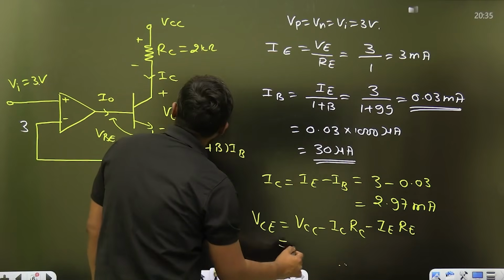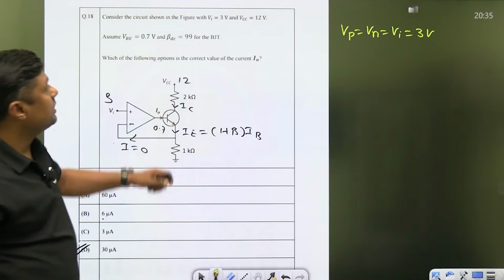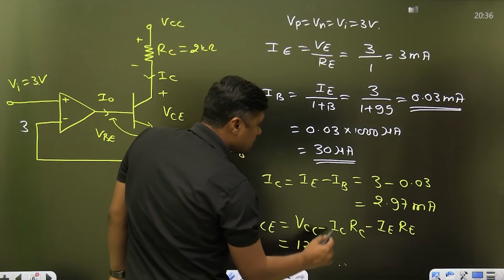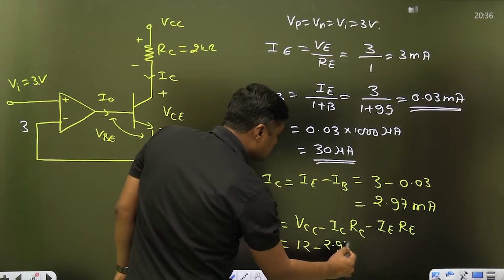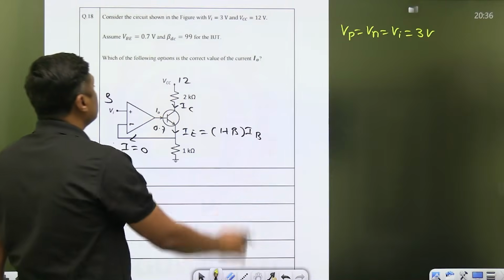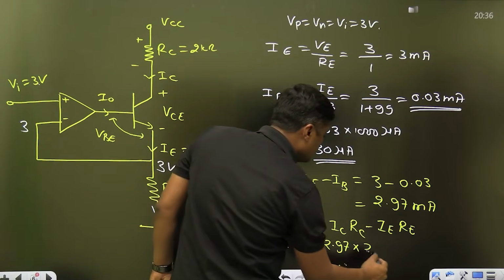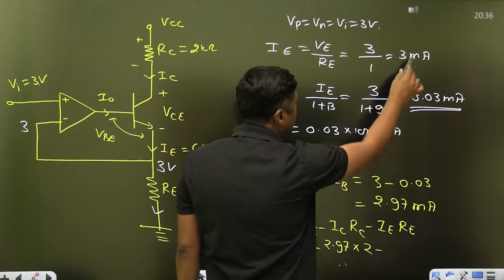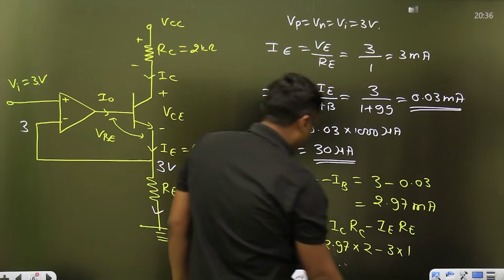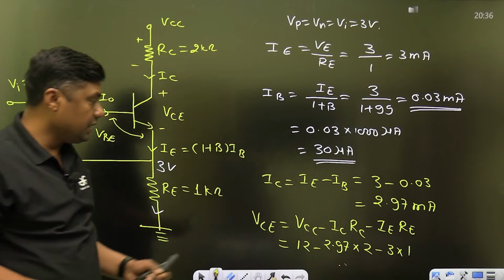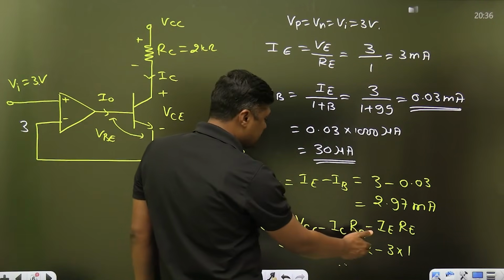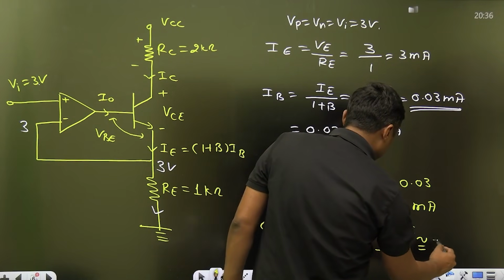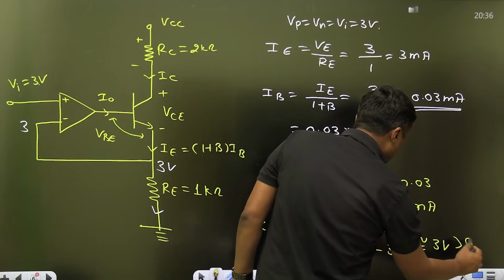Now my dear friend, this is the value. What is the value of the RC? VCC is given, 12 volt, minus 2.97 into what? 2, minus what is the value? 3.03 milliampere into what? 1. Now I think this is the what? 3 into 2 is 6, minus 3 is 9, 12 minus 9 nearly equal to what? More than what? 0.2 volt.